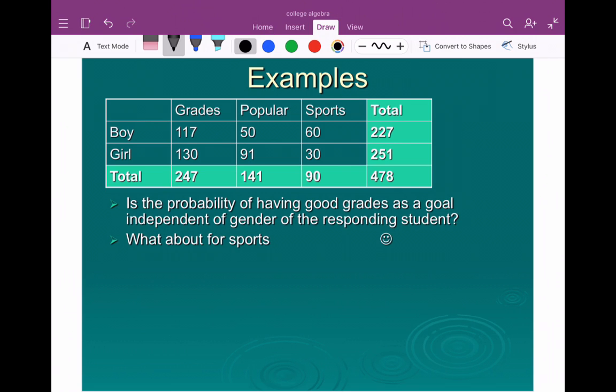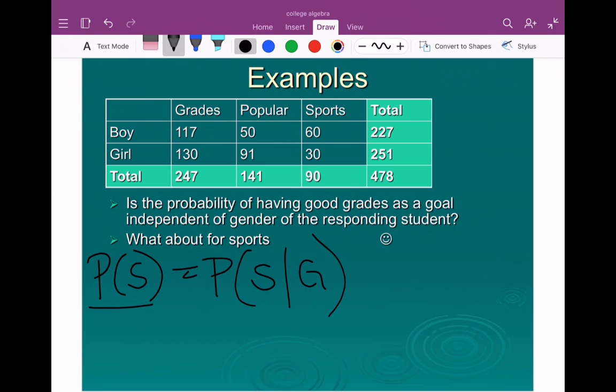Now, what about for sports? Are sports and gender going to be independent? In this case, again, we would find out if the probability of sports is equal to the probability of sports given the gender. Last time we did boys, so this time let's just do girls. And again, in both cases, we're calculating the probability that their goal is to play sport. However, in the first one, it's out of the grand total. So sports, 90, out of the grand total, 478.